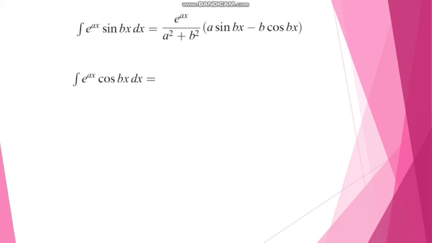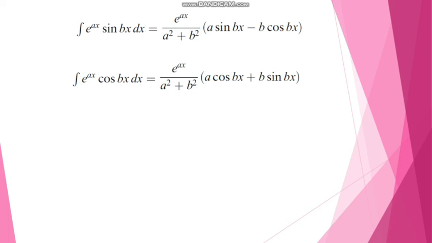The second one, another indefinite integral, e power x cosine bx dx, whose reduction formula is e power x upon the sum of squares of their coefficients times (a cosine bx plus b sin bx). Here one can observe that the signs occur due to the nature of the two different functions sin bx and cosine bx.